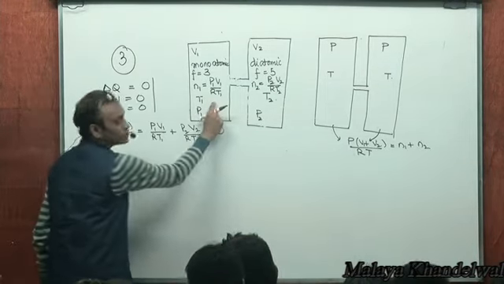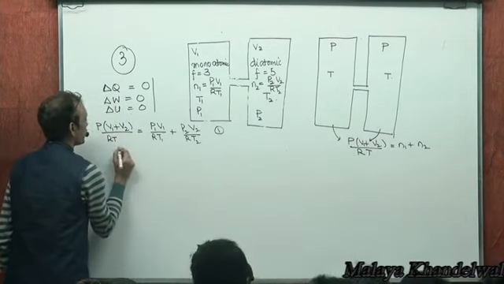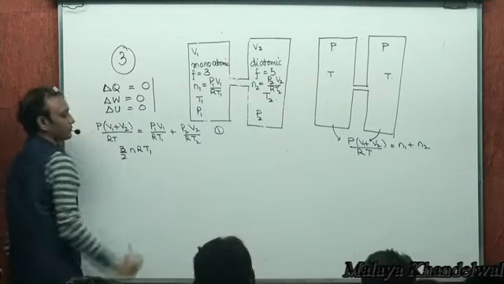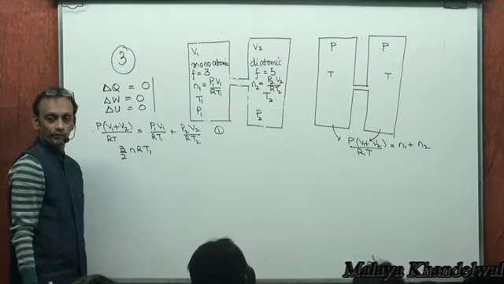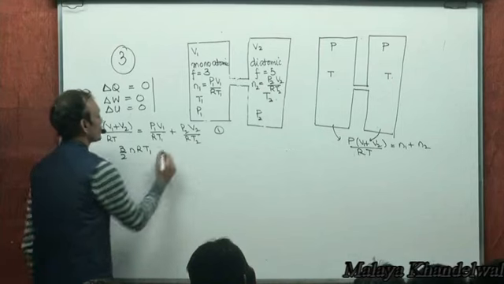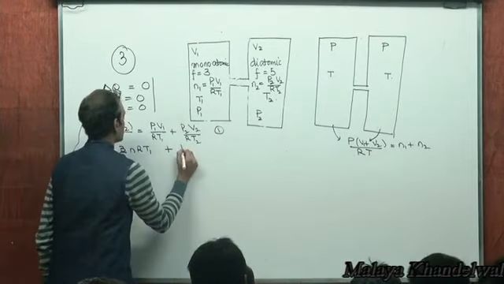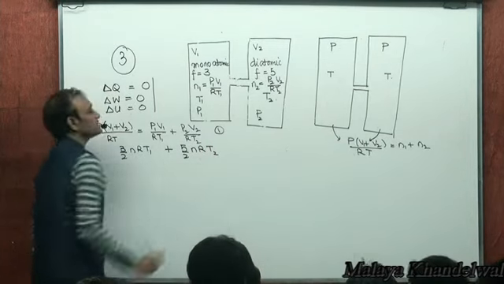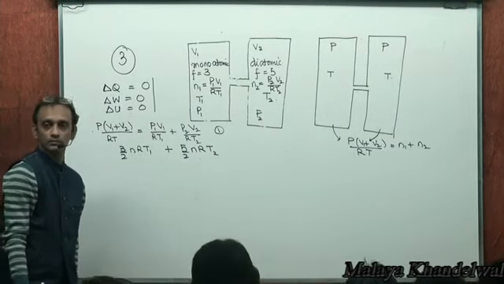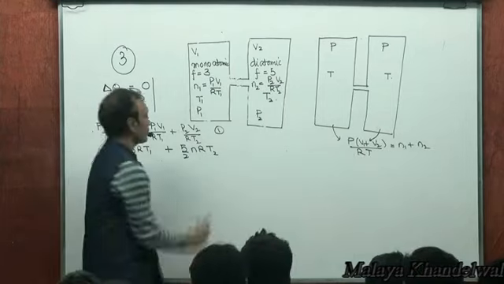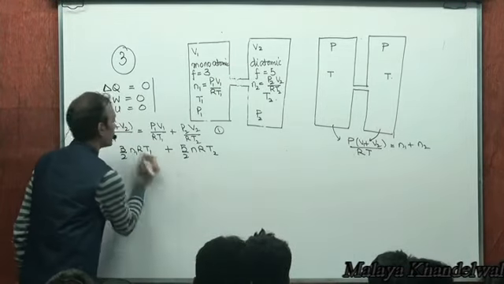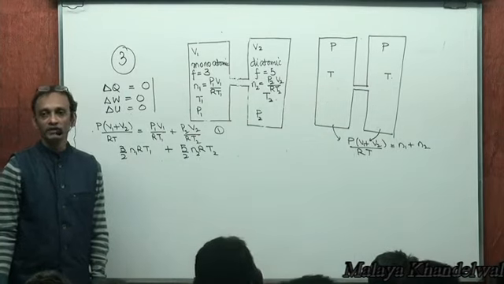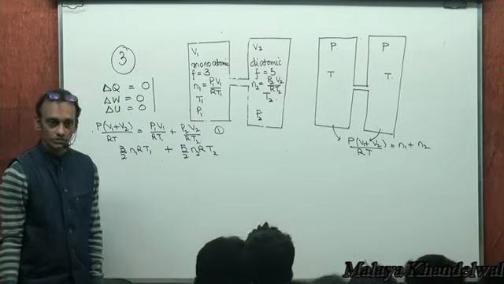Initial internal energy, energy of this, for example, is going to be what? 3 by 2 N1 R T1, right? Plus energy of this, 5 by 2 N2 R T2, that's internal energy of this, right? N1 and N2, total internal energy, right?